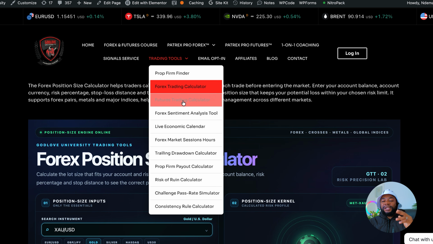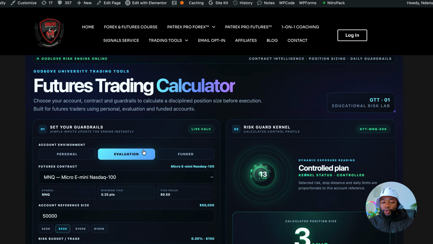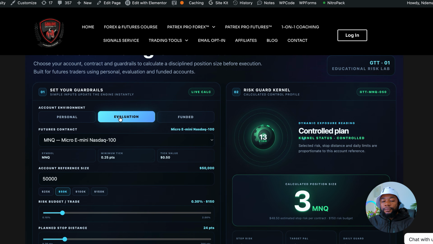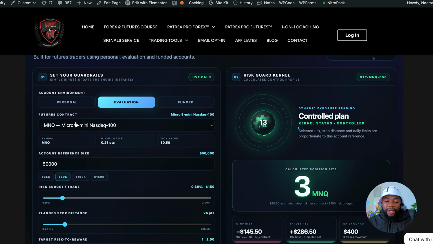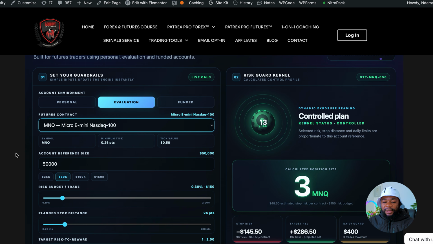Next one on our list is the futures trading calculator. Let's just say you are someone who trades all the futures. Then this one is self-explanatory. You just do the same thing. Come here. Let's say you are trading an evaluation account. You select evaluation account. Maybe you are trading MNQ or MGC. Any asset you are trading, you select the same thing.